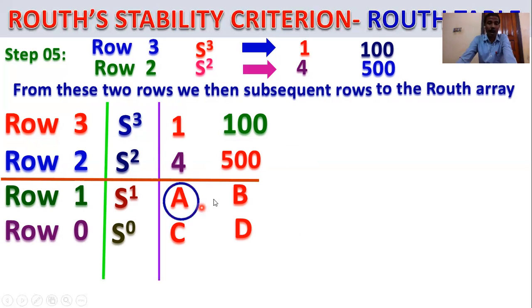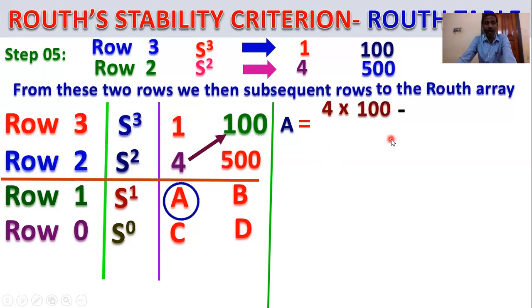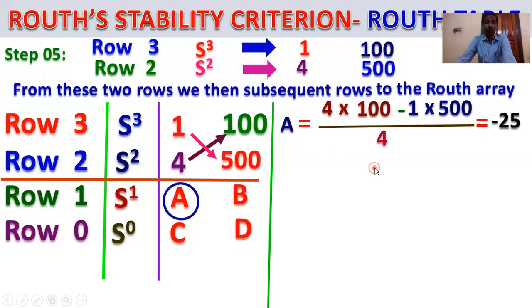What is the value of A? A equals 4 into 100, minus 1 into 500, divided by the starting point 4. This is equivalent to minus 25. So A equals minus 25.